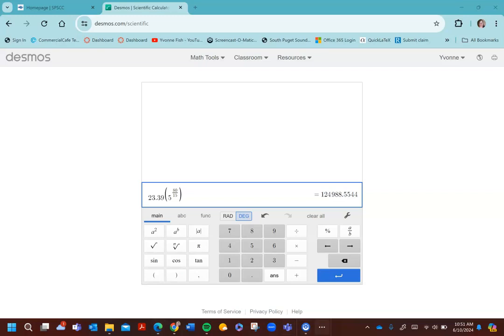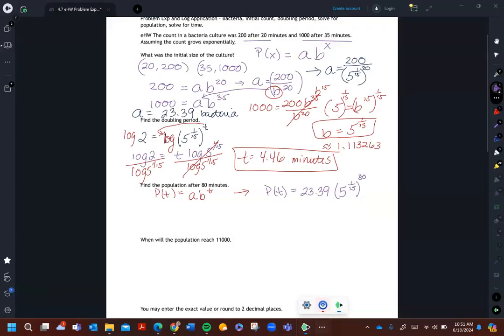And that's the answer in my open math for that one, and bacteria is the units.